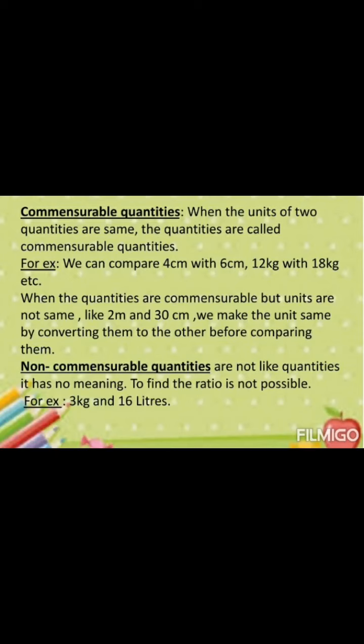When the quantities are commensurable but units are not the same, for example 2 meter and 30 centimeter, in that case we can convert the units to the same and then we can compare them. Non-commensurable quantities are not like quantities, so they have no meaning. To find the ratio is also not possible. For example, 3 kilogram and 16 liters.